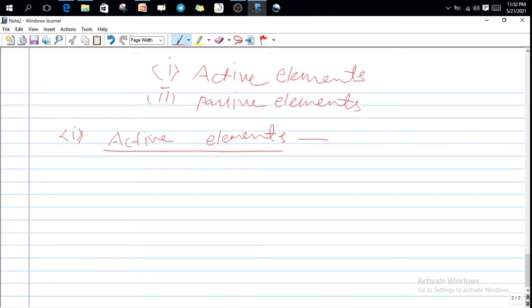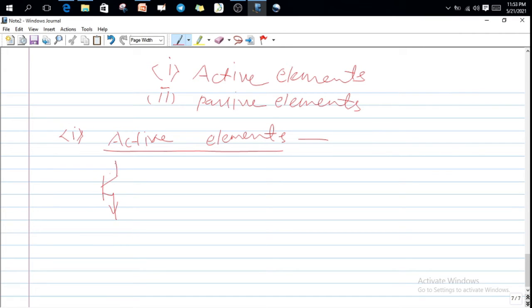Active elements are those elements which are used to deliver and absorb energy. That is what comes under the active elements. For example, your transistor.